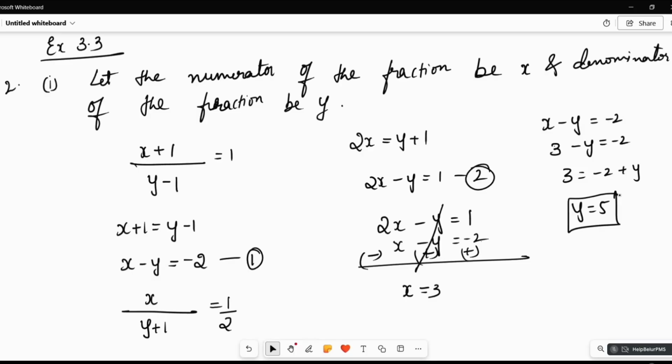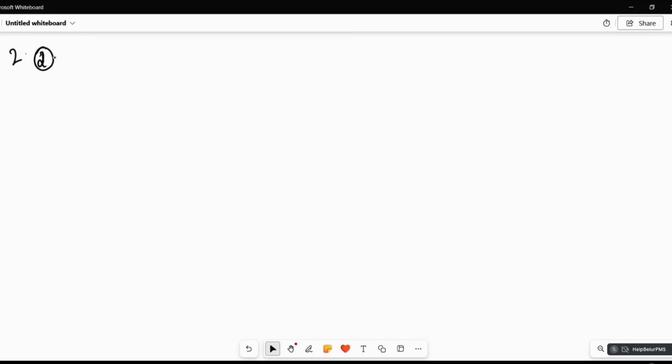Next, read the second one and do the second. 5 years ago, Noori was thrice as old as Sonu. 10 years later, Noori will be twice as old as Sonu. How old are Noori and Sonu? Okay. So this is the question.